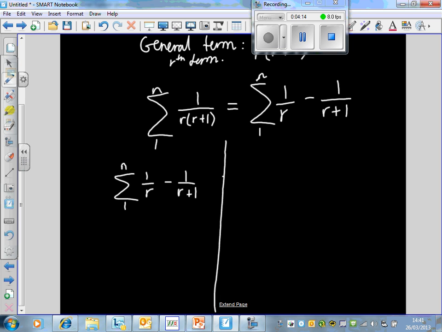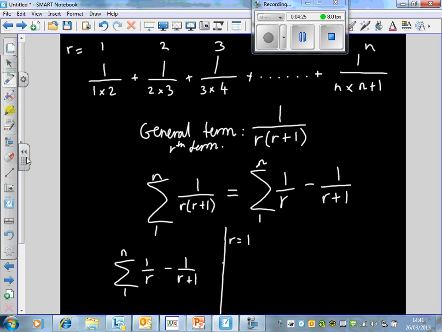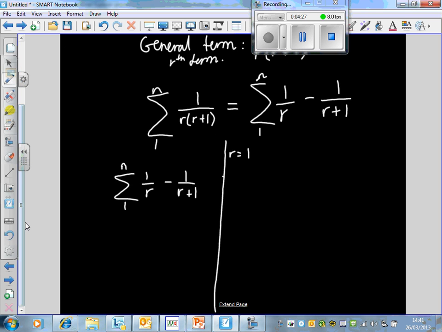So what we're going to do now, we'll put a line down there, and I'm going to work out the first term. I'm not going to write it as a complete fraction. We know that the first term is going to be 1 over 1 times 2, which is a half. But I'm going to write it as these two fractions subtracted from one another. Here we have 1 over 1 minus 1 over r plus 1, in this case 1 over 2. And that still gives us a half.